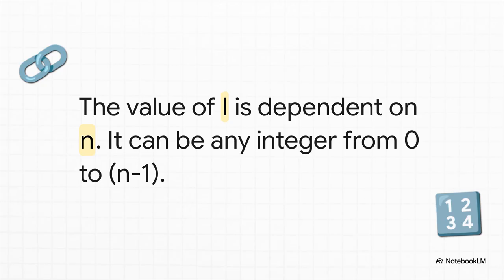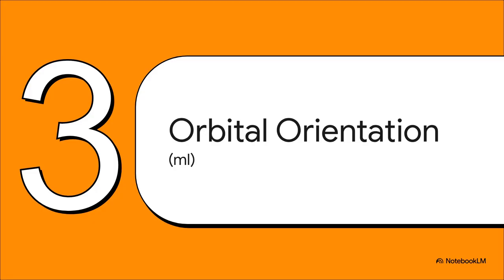But here's a really critical rule. The type of house you can have depends on the street you're on. The value L is limited by n. It can be any whole number from 0 all the way up to n minus 1. So on street 1, where n is 1, you can only have L equals 0. Only spherical s houses are allowed. But once you get to street 2, where n equals 2, you can have L equals 0 or L equals 1, meaning you get both s and p-type houses. See how it builds?